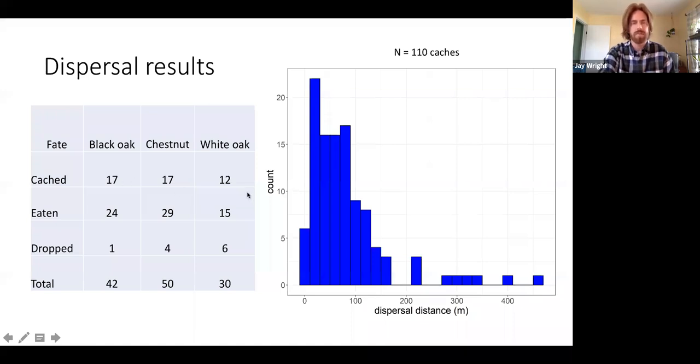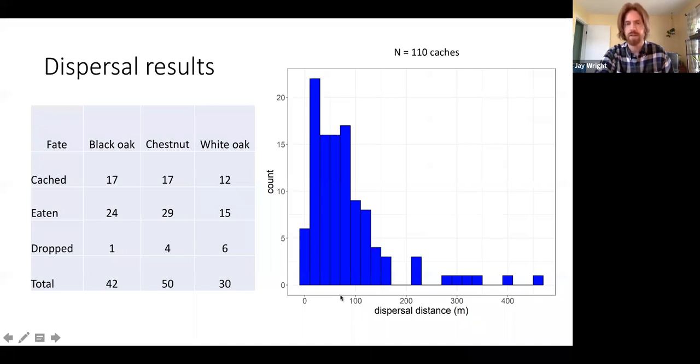So this is somewhat contrary to what we would expect. White oaks, since they germinate right away and they're sweeter and more palatable, the expectation is that they would eat more white oak acorns rather than cache them. But it looks like proportion-wise, they actually ate more black oak and chestnut than they cached, and they cached and ate about the same number of white oak acorns. So that's a little bit contrary to what we expected.